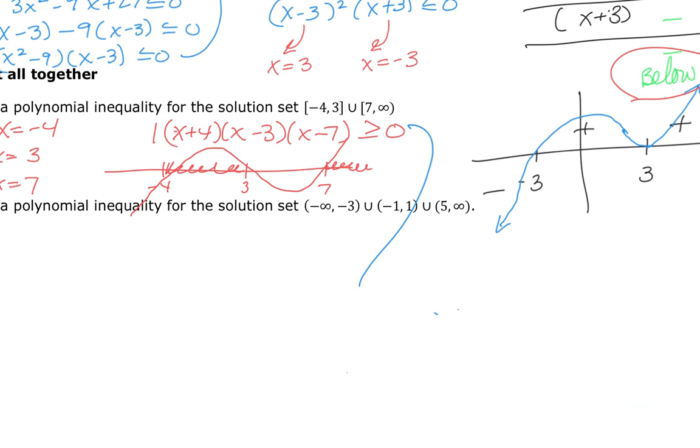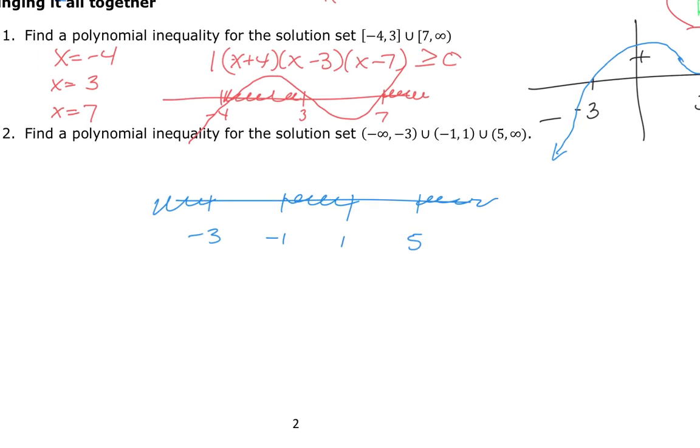Erase that so I can do the last one. So on my last one, I'm going to put this on a number line, and I have negative 3, I have negative 1 to 1, and I have 5. So I have this region, I have this region, and I have this region. So what I could have is a polynomial that looks like this.